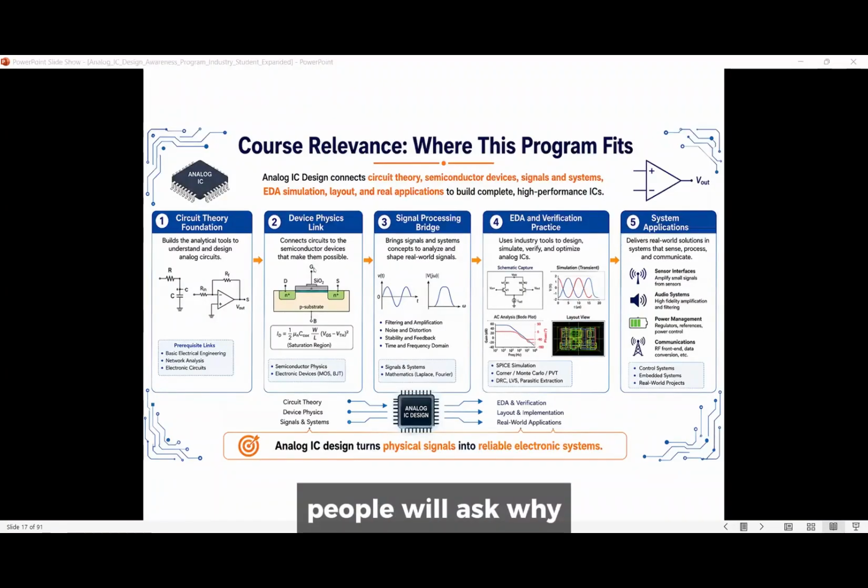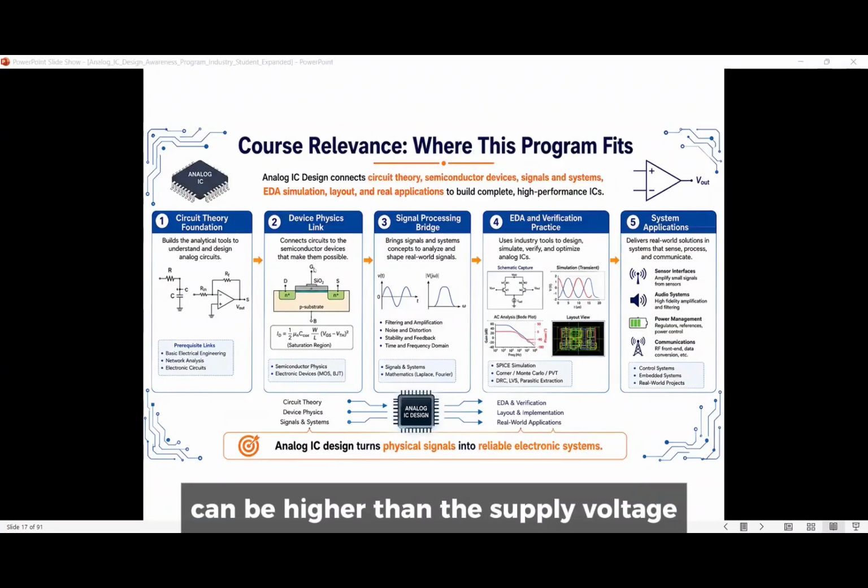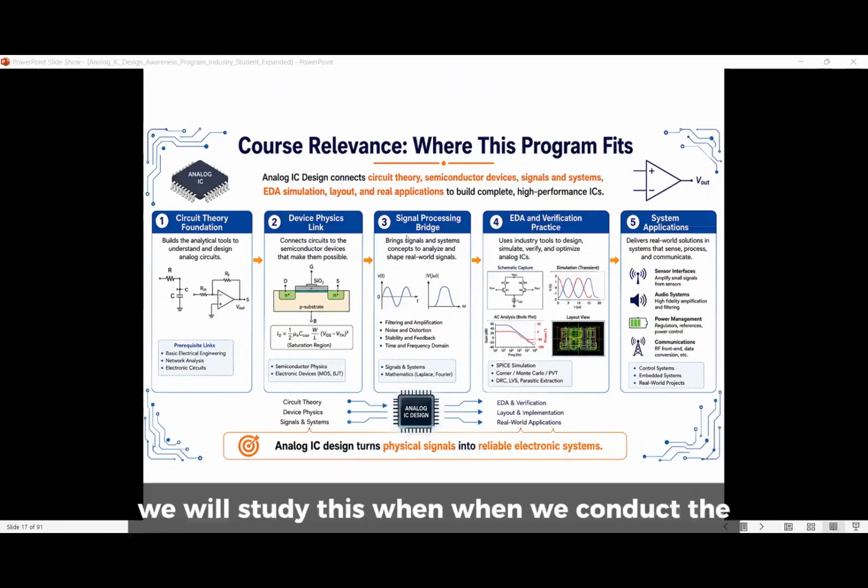People will ask why the signal voltage can be higher than the supply voltage. We will study this when we conduct the course, right?